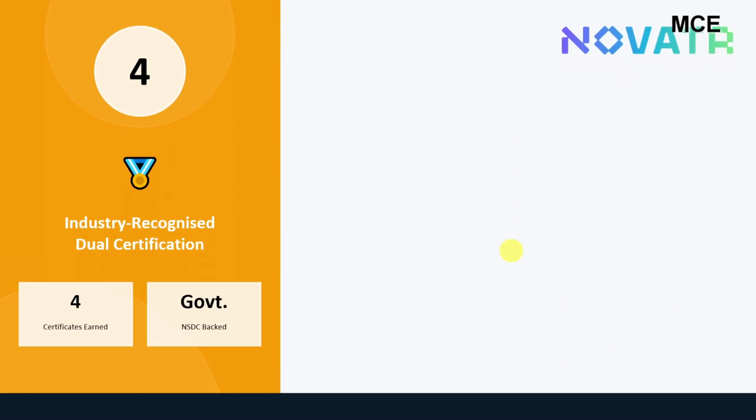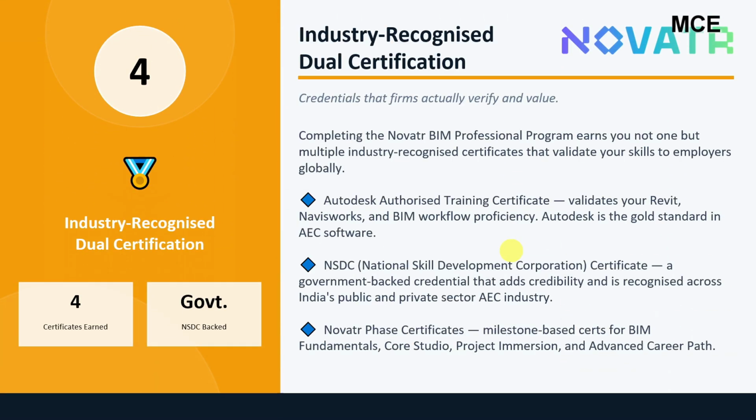Also you will get industry recognized dual certifications. Okay, so after completing the Novatr BIM professional program, you will get multiple certificates such as Autodesk authorized training certificate for Revit, Navisworks, and BIM workflow, NSDC, that is National Skill Development Corporation certificate, and also Novatr phase certificates for every milestone achieved.